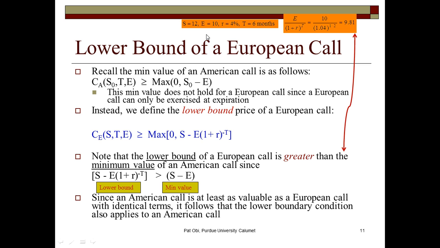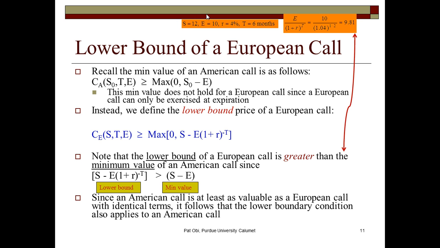Now look at this numeric example up here. Suppose the stock is selling for 12 and the exercise price on the option is 10. The risk-free interest rate is 4%, and this option expires 6 months from today. First of all, if we were to calculate the minimum value of this option, if it were an American option, that minimum value would be S minus E, which is S minus 10, which is equal to 2. Hold that thought: the minimum value for this option, if it were an American option, would be 2.